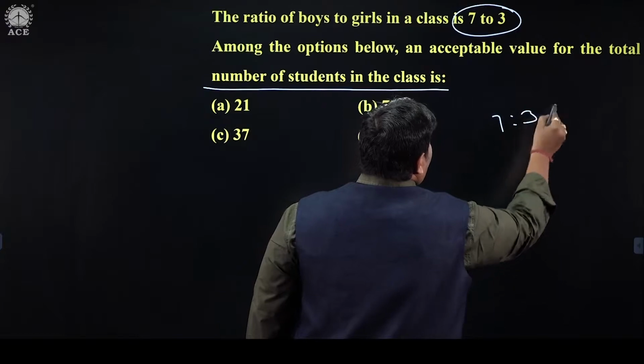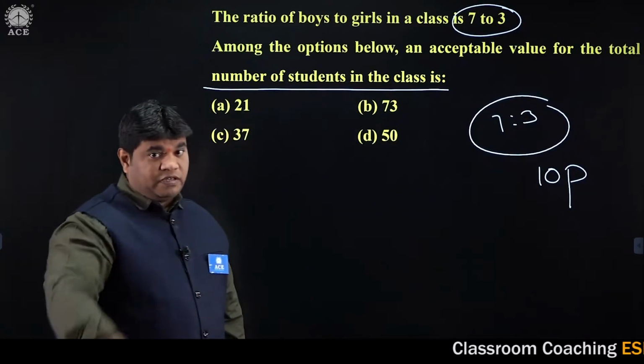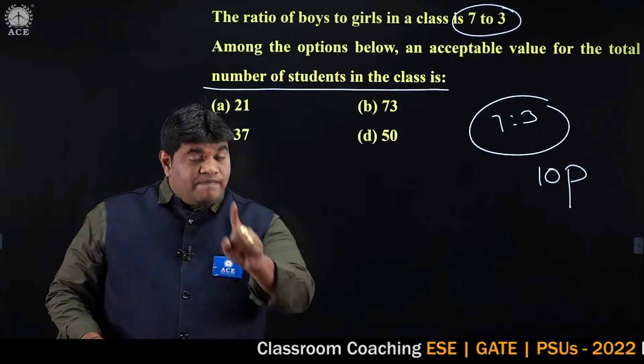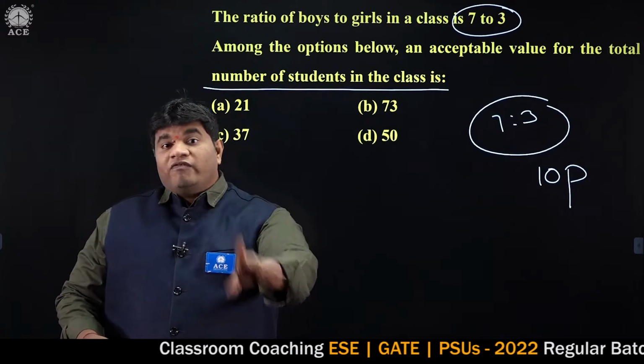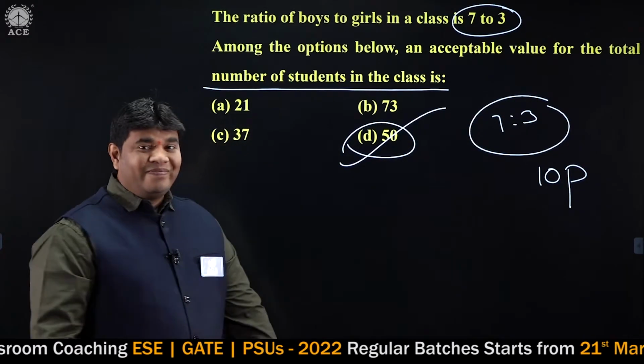7:3 means total how many parts? 10 parts or 10x, your wish. Depending on your wish, 10 parts or 10x means the option compulsorily should be a multiple of 10. Where is the multiple of 10? 50. So this is the answer. One more question.